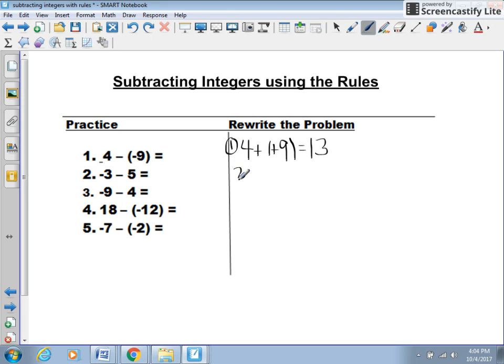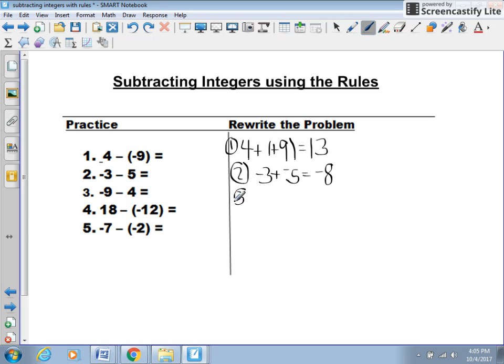Let's look at number 2. I have negative 3 plus negative 5. In this scenario, I also have two numbers that have the same sign, a negative 3 and a negative 5. So I can simply add the two numbers together. I know that 5 plus 3 is 8, but I must remember to bring my negative down because I have two negatives here. Two negatives, there is no way it can equal positive. So my answer is negative 8.